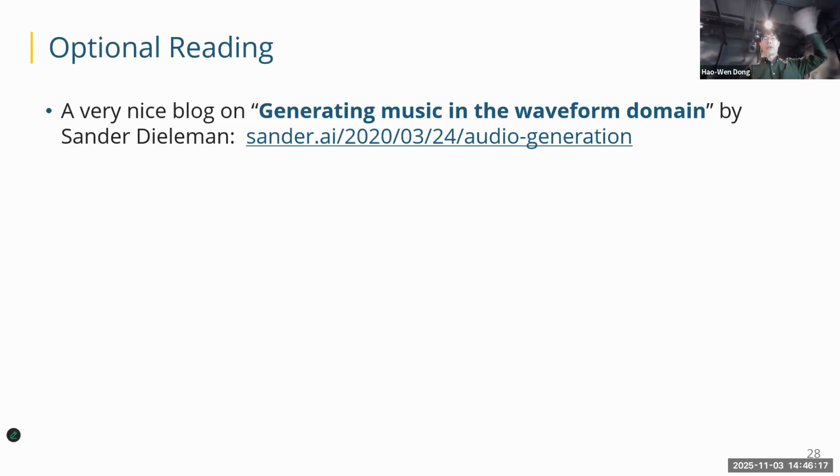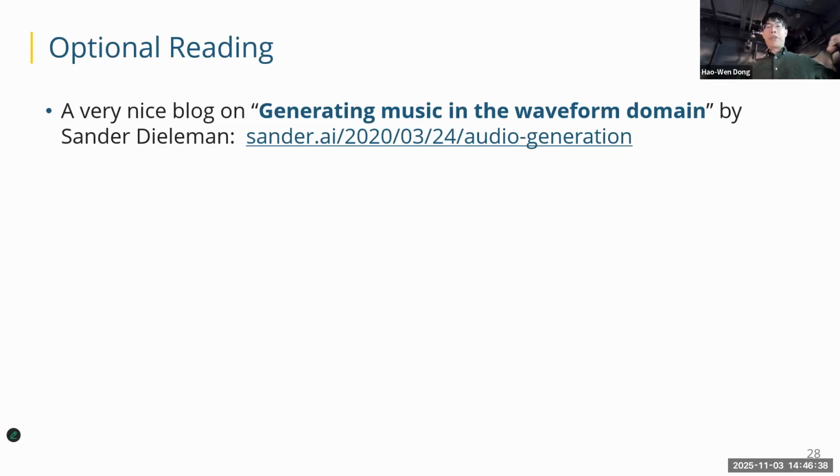But if you do want to learn more about this waveform stuff, you can check out this very nice blog. Sander is the person who's been working a lot on audio generation, and he wrote a lot of very nice blogs on some of these machine learning models.